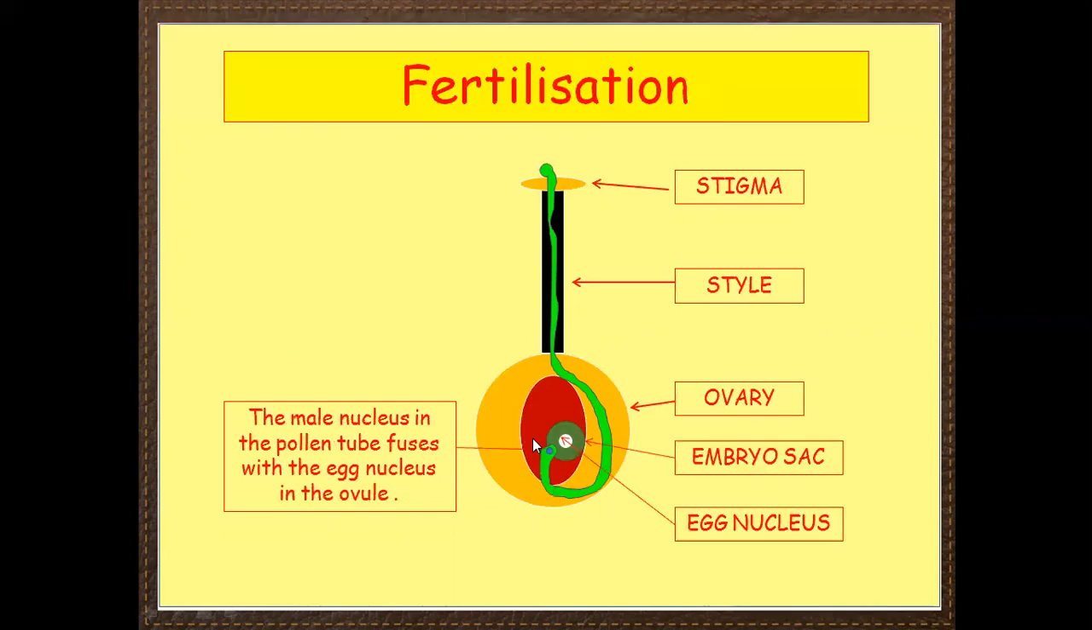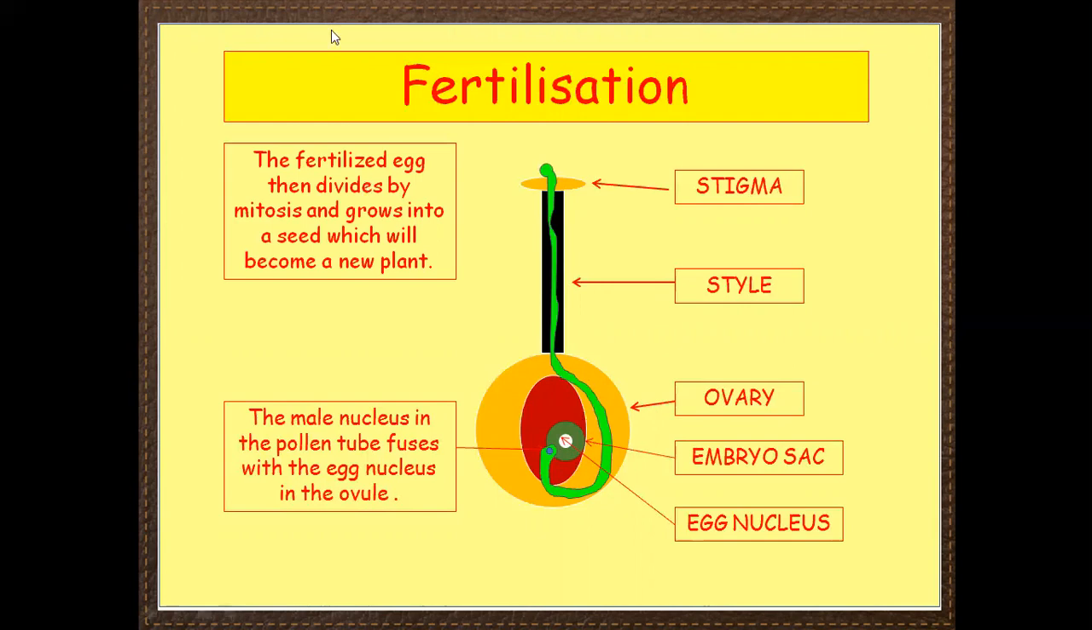This pollen tube has just reached the ovule. The male nuclei in the pollen tube fuse with the egg nuclei in the ovule. This is the male nuclei and this is the female nuclei, present in the ovule within the embryo sac. So here the two will fuse. Here the process of fertilization will take place, right? All right, so you can see this is the ovule and this is the ovary. This yellow color is the ovary, right?